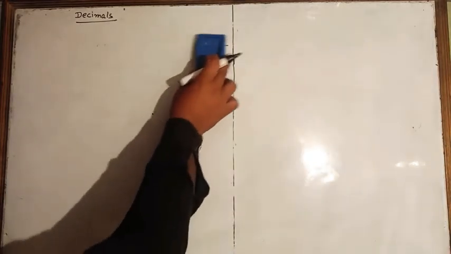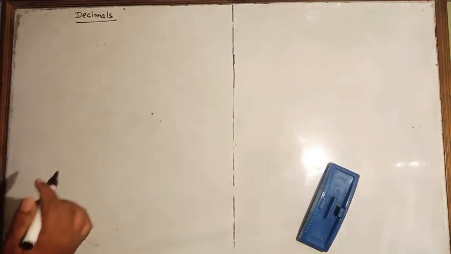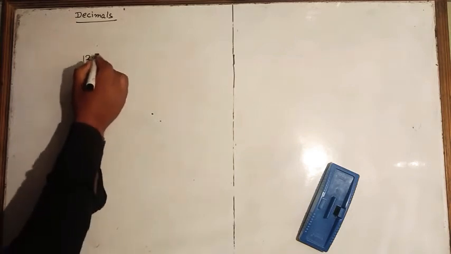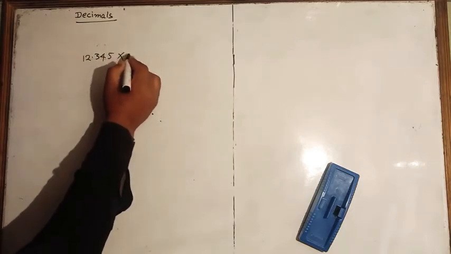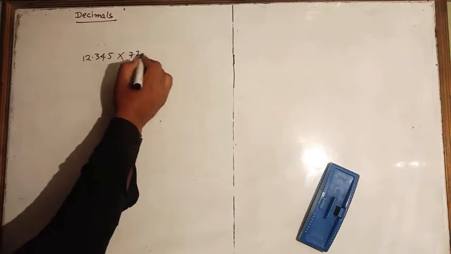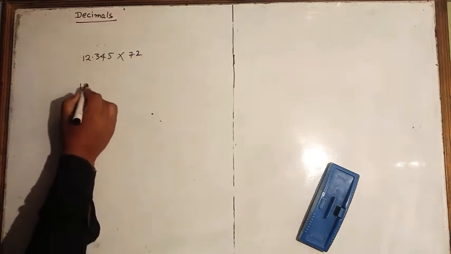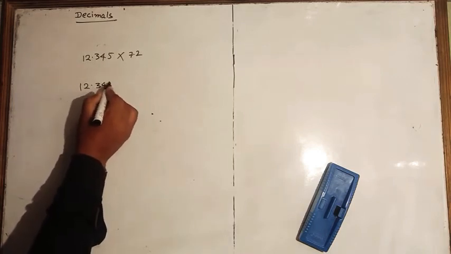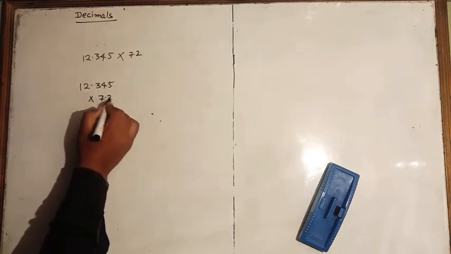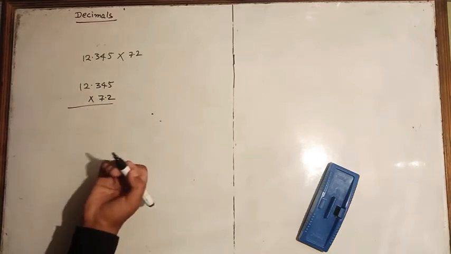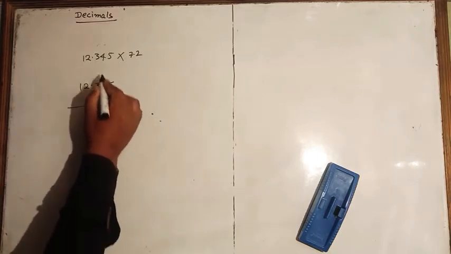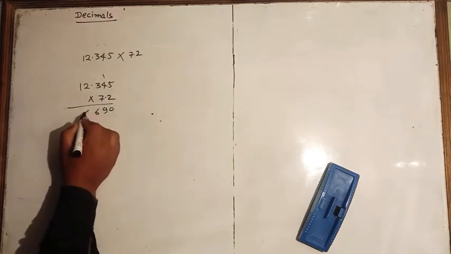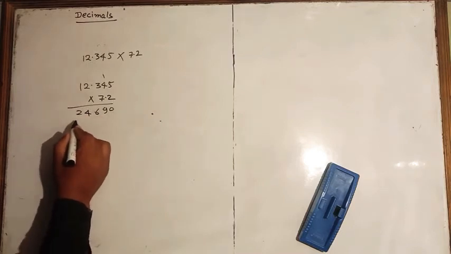Now come to multiplication and division. How will we multiply decimals? If the decimals are like 12.345 into 7.2, then how will you multiply? See, simply you will write, as we do general multiplication, 12.345 multiplied with 7.2. Same as we were multiplying before, same we will do. 5 twos are 10, carry 1, 4 twos are 8 plus 1 is 9, 3 twos are 6, 2 twos are 4 and 1 two is 2 we will write.